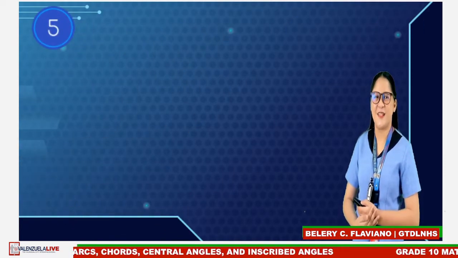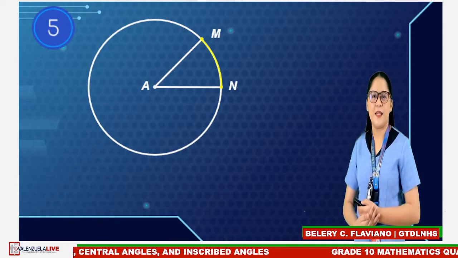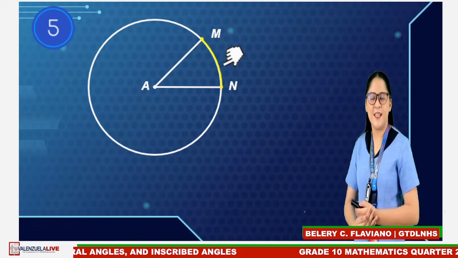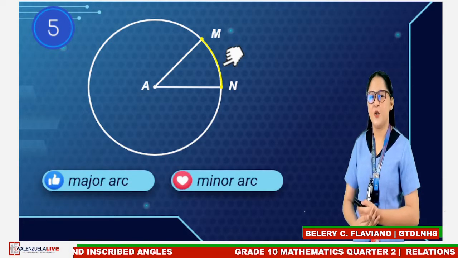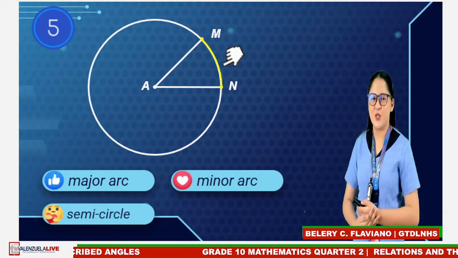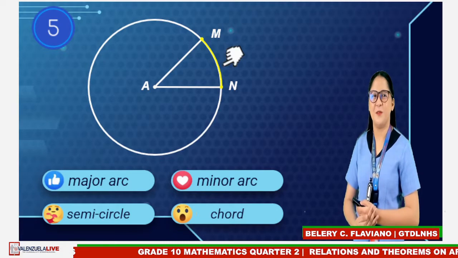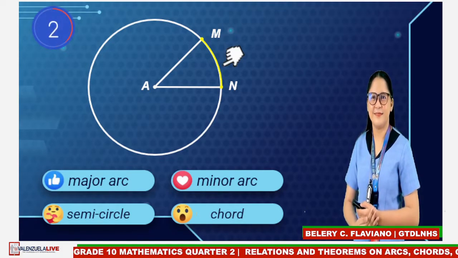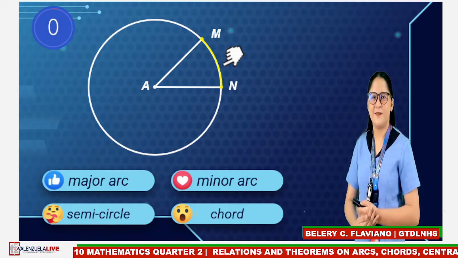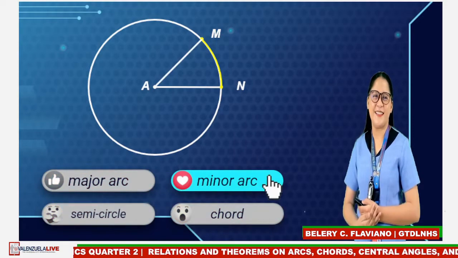Let's have the next one. Observe the figure pointed by the cursor. Is it major arc, minor arc, semicircle, or curve? You have 5 seconds. Go. Time's up, and the correct answer is minor arc.